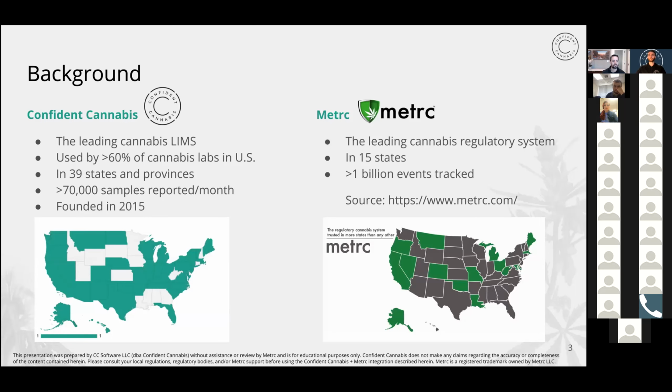All right. So to start, a little background on Confident Cannabis. Confident Cannabis is the leading cannabis laboratory information management system, or LIMS, in the United States. Currently, about 60% of labs use Confident Cannabis across the country. We have customers in 39 states and a couple of Canadian provinces. As far as volume, we typically do around 70,000 samples per month. Since inception, we've done over 1 million samples, and we were founded in 2015. At the bottom, you can see a map of all the states where we participate in green, and you can look at the Metrc map on the right and see that overlap.